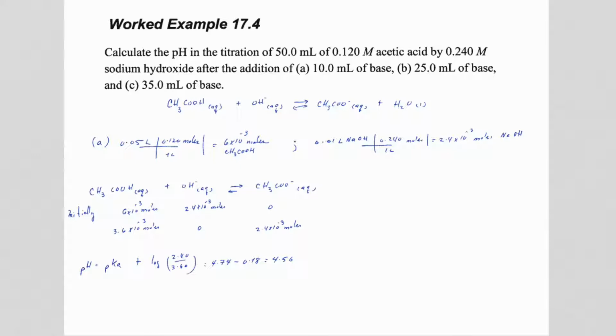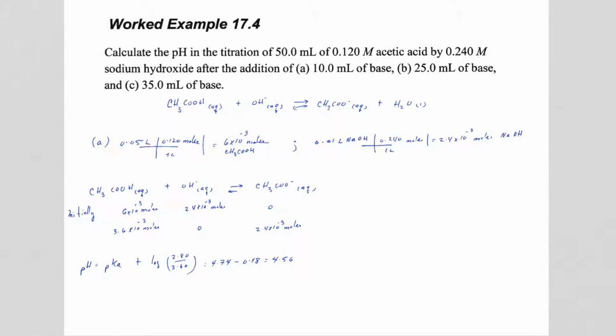So my first step is going to be calculating how many moles I have at the very beginning of my acetic acid. So I have my volume, I change it to liters, my molarity, which is moles per liter, is 0.12. That gives me 6 times 10 to the minus 3 moles of acetic acid, or 6 millimoles of acetic acid. In my first case, I have 10 milliliters of my base. I have a concentration, so I calculate how many moles of my sodium hydroxide I've added. Turns out it's 2.4 times 10 to the minus 3 moles.